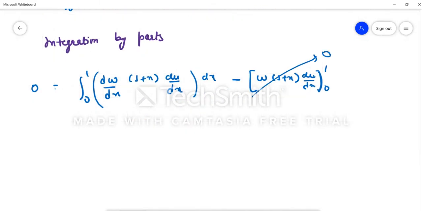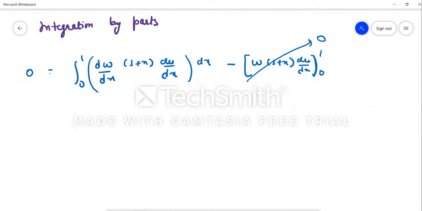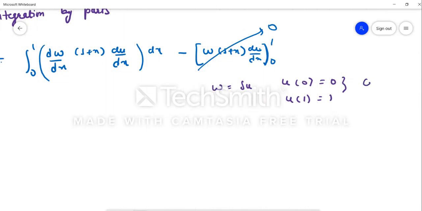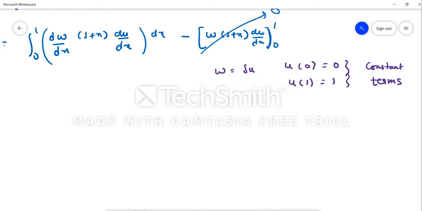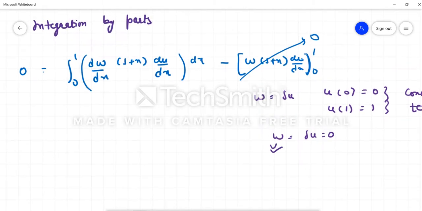Now this whole boundary term equals 0. How does this term equal 0? Because w equals the change in u, and at x equals 0, u equals 0, and at x equals 1, u equals 1. So both of these are constant terms. If u has constant values, then the change in u becomes 0, so w also becomes 0, and this whole term becomes 0.